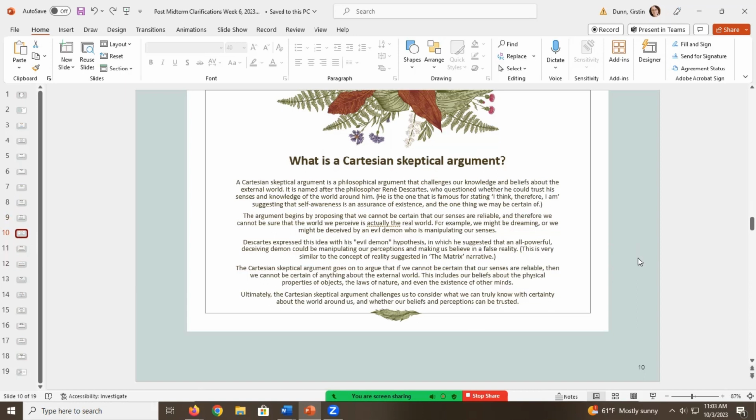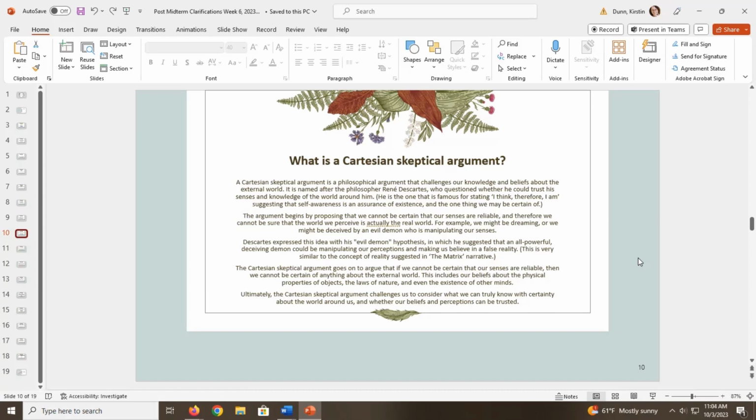What is Cartesian skeptical argument? All right, the Cartesian skeptical argument is a philosophical argument that challenges our knowledge and beliefs about the external world. It is named after the philosopher René Descartes, who questioned whether he could trust his senses and knowledge of the world around him. He is the one that is famous for stating, "I think, therefore I am," suggesting that self-awareness is an assurance of existence and the one thing that we may indeed be certain of.